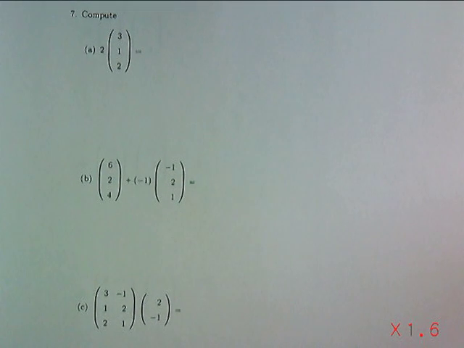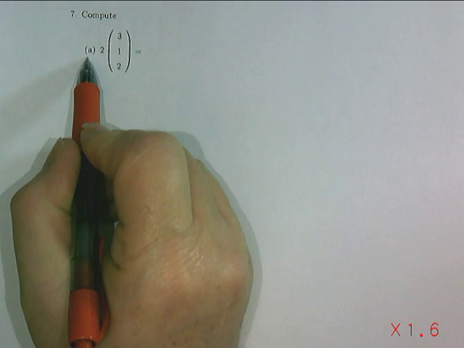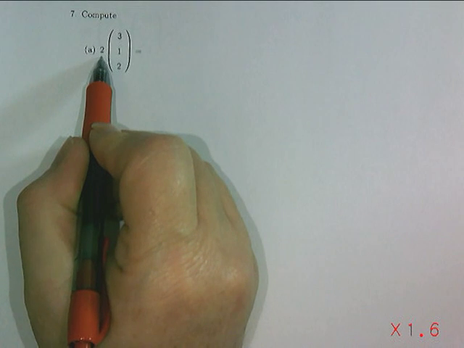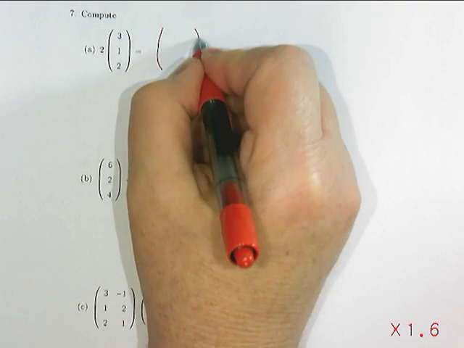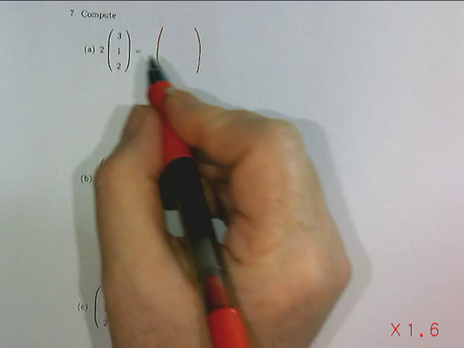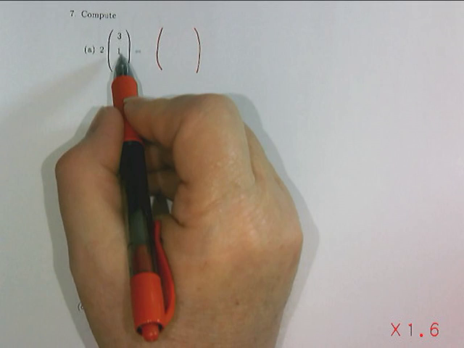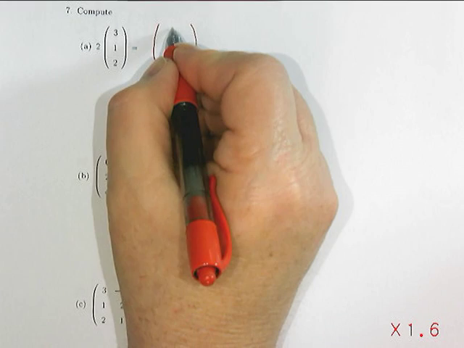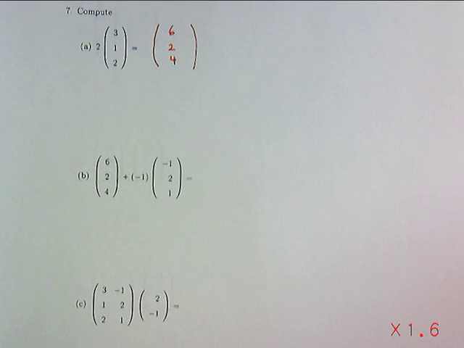Okay, problem number 7, compute. These are the problems I'm going to miss, so be careful of my arithmetic. The first thing we want to do is a scalar multiplication of a vector. I know how to do it, but again, keep track of my arithmetic. 2 times the vector 3, 1, 2 will be the vector 6, 2, 4.